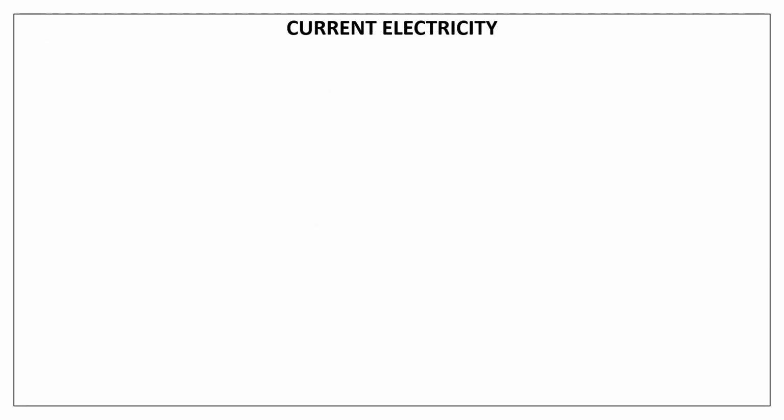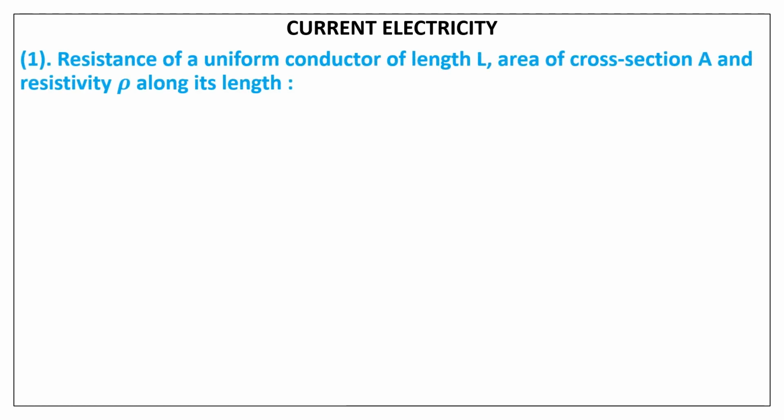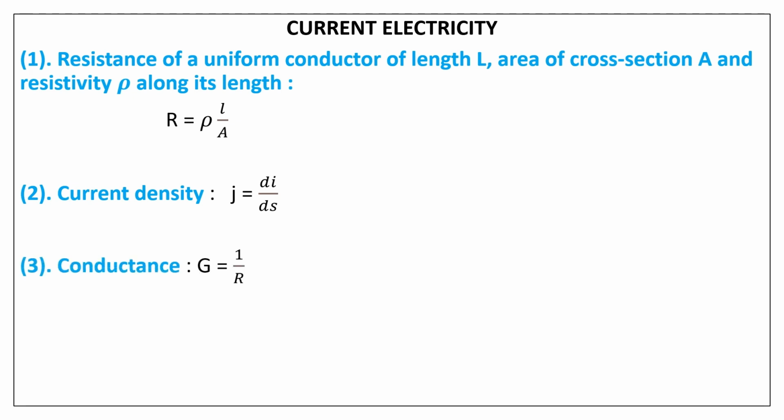Next, move into current electricity. 1. Resistance of a uniform conductor of length L, area of cross-section A and resistivity rho along its length. R is equal to rho into L by A. 2. Current density. J is equal to dI by dS. 3. Conductance. G is equal to 1 by R.